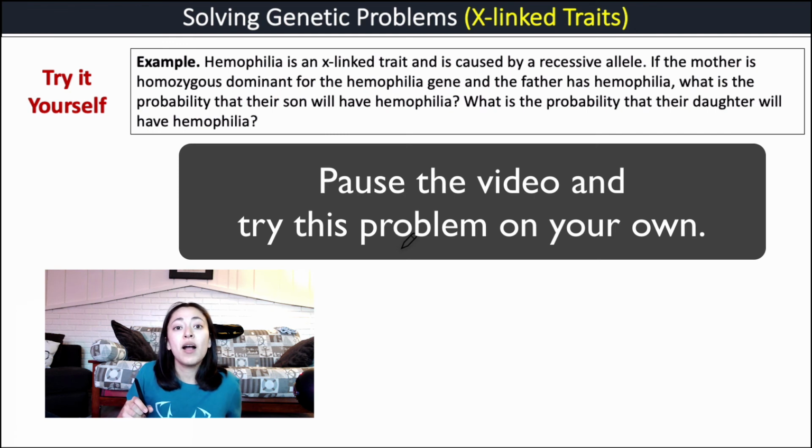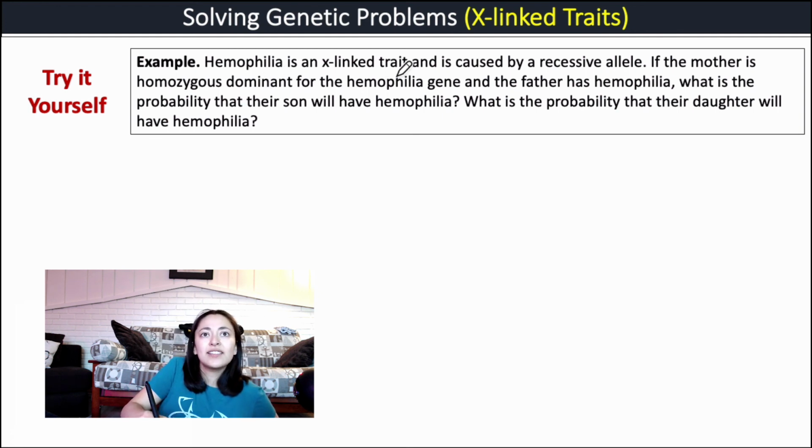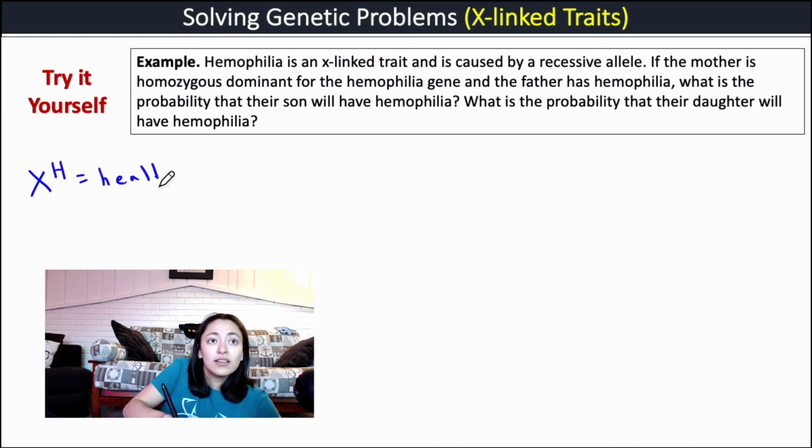This is the last genetic problem that we'll do together, so try this again on your own and then I will work through it with you. All right, so hemophilia is an X-linked trait that is caused by a recessive allele. So you can pick whatever letter you want to use, but it's always easy to think of something that relates to it. So H for hemophilia. So X big H would be the healthy allele. X little h would be the hemophilia allele.